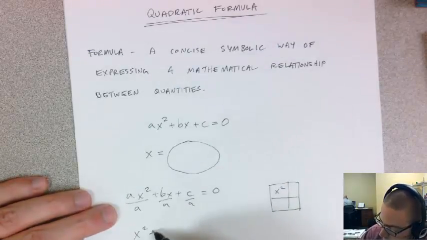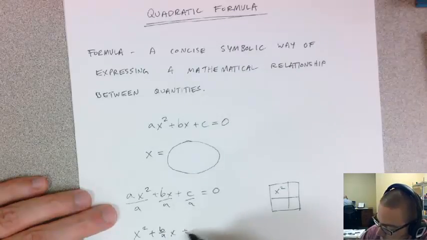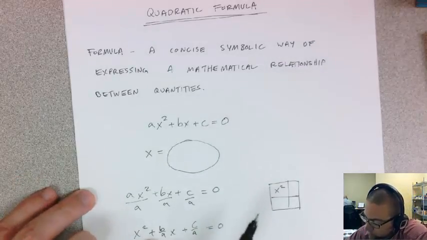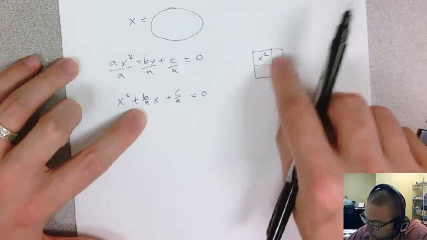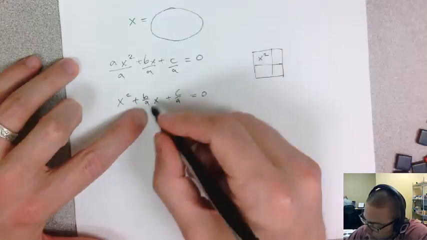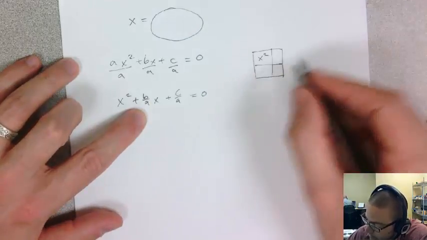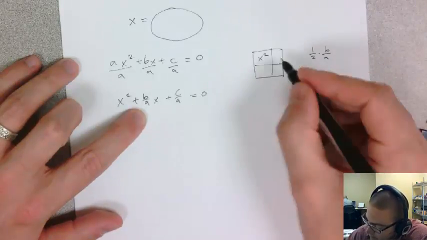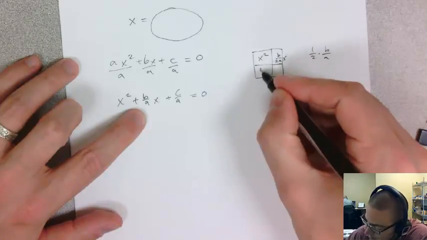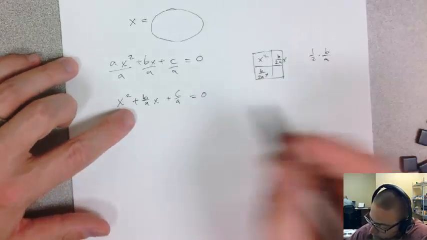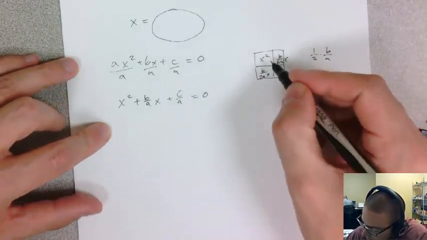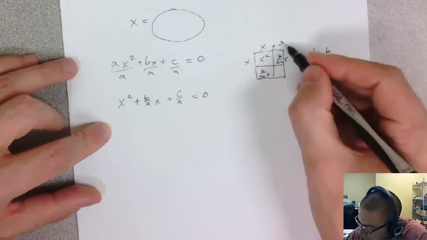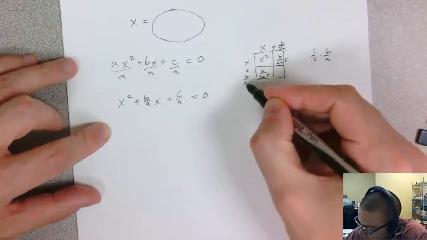And I get x squared plus b over a x plus c over a equals 0. Now what I want to do is split this middle term in half. Half of b over a I can write as just b over 2a. So this will be a b over 2a x and a b over 2a x, and then my square looks like this: I have x and x, so this is x plus b over 2a and this is x plus b over 2a.